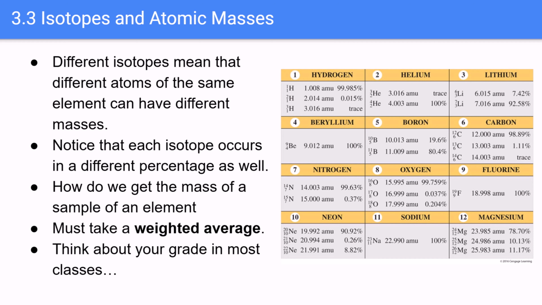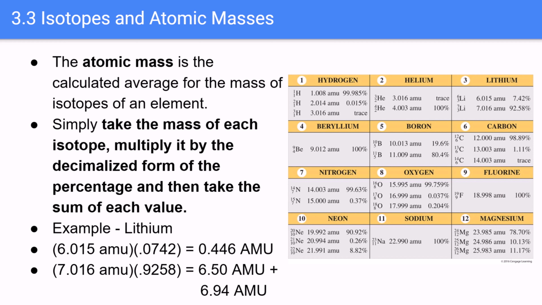So that means that their grade is going to be more weighted towards that 65% than it would be the 20 and the 15. And it's very similar to these isotopes and these weighted averages that you're going to find on the periodic table. The average atomic mass, that decimalized number on the periodic table, is going to be much closer to one of these isotopes that has a higher abundance associated with it. So the atomic mass that I've been referring to is the calculated average for the mass of isotopes of an element that's on the periodic table.